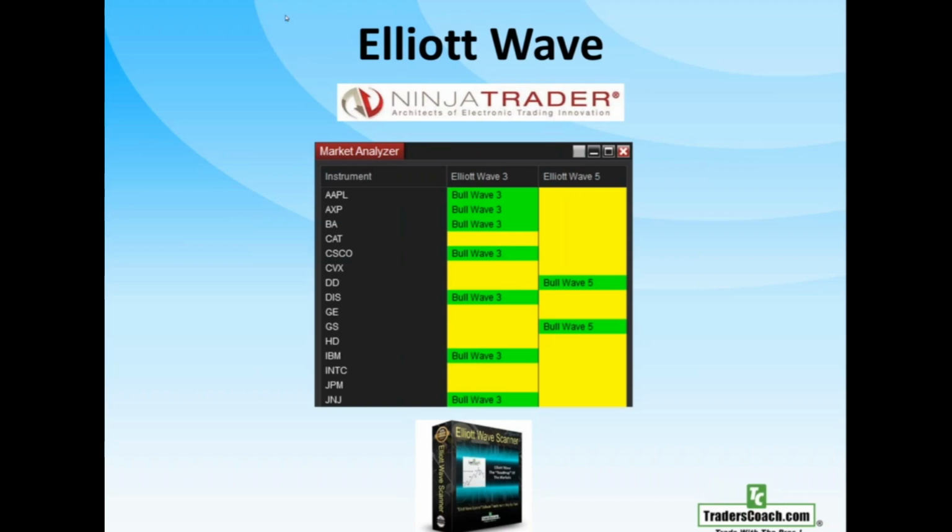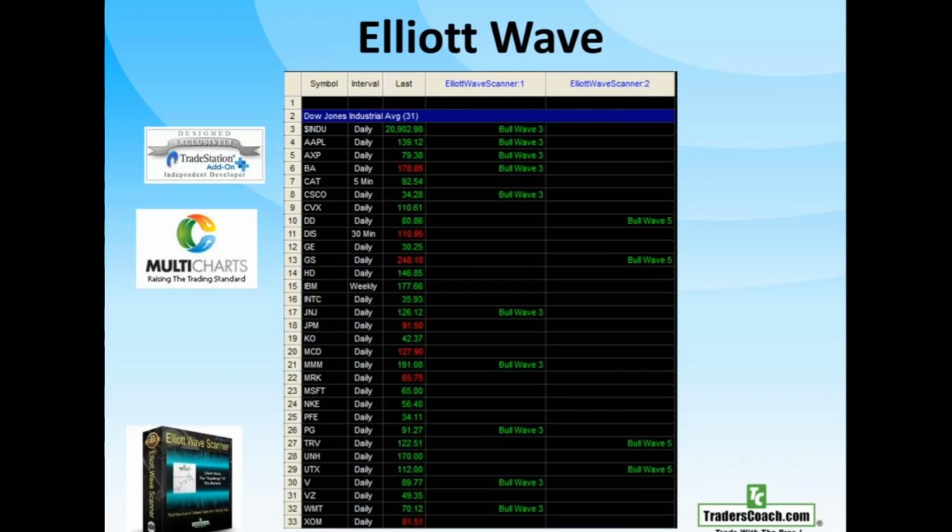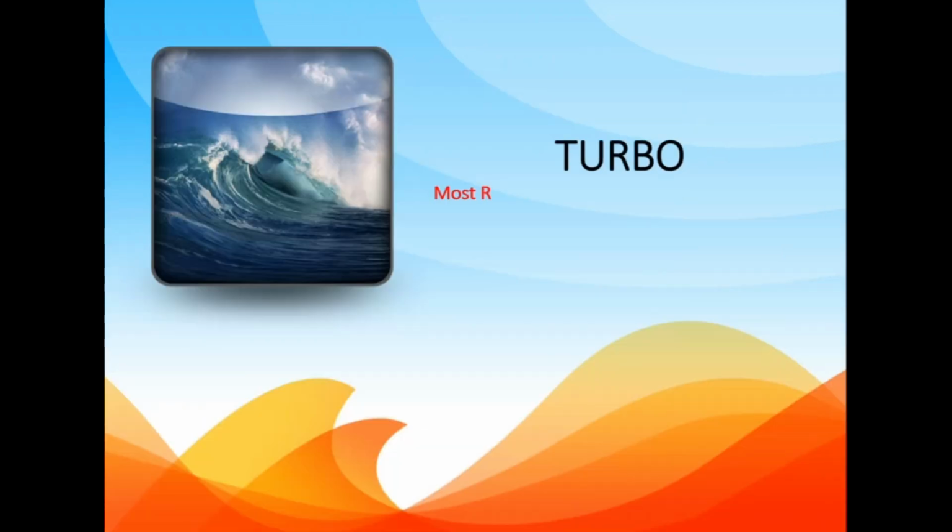So that definitely can help speed up the process. Here's what the scanner looks like on TradeStation and multi-charts. And as you can see, same information, but the way it's represented is a little different because they color the text. Same idea though.